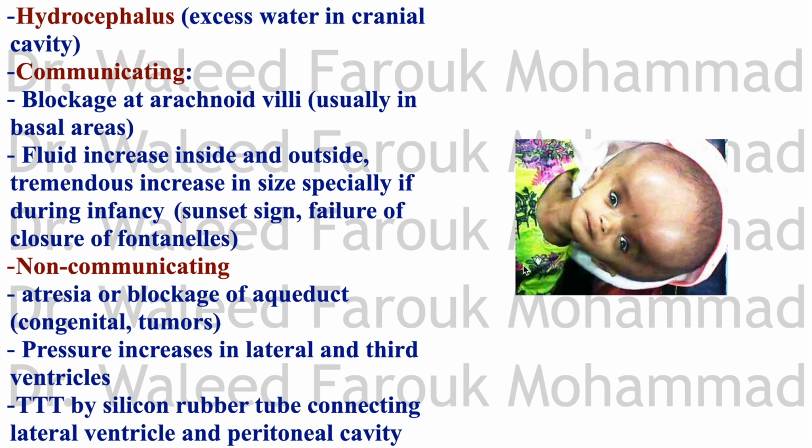The non-communicating type means there's a blockage somewhere in the CSF path, especially in the aqueduct of Sylvius, by congenital deformities or tumors. Pressure increases in the lateral and third ventricles, and treatment is surgical, by a silicone rubber tube connecting the lateral ventricle and the peritoneal cavity, and of course it has to be changed with age.